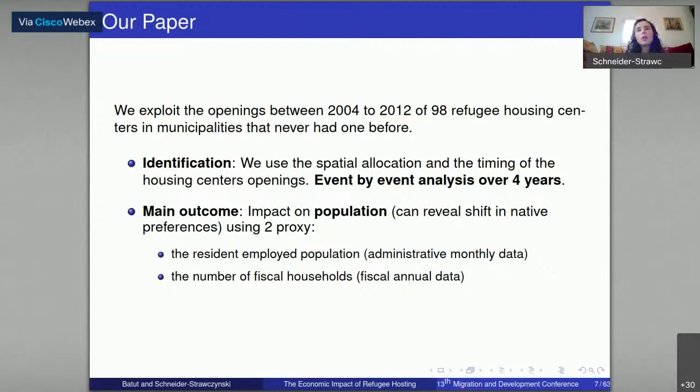And our main outcome that we will look at is the population, because, as I said, it can reveal shifts in native preferences. And in order to circumvent the lack of precise and regular data on population, we will use two proxies. First, the resident employed population, which has the great advantage to be monthly data, and then the number of households in order to confirm our results for a non-working population.